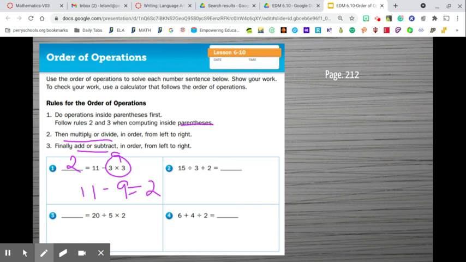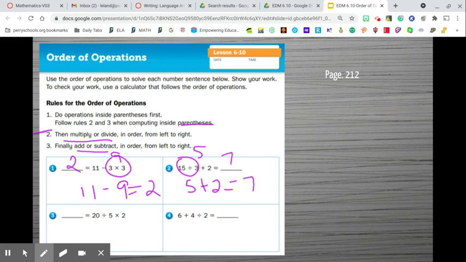All right, look at number 2. What is the answer? You should have said 7. So no parentheses. I'm going to multiply or divide. Well, I see a divide right here. So 15 divided by 3 is 5. So now the rest of my number sentence becomes 5 plus 2, and that equals 7. So my answer is 7.